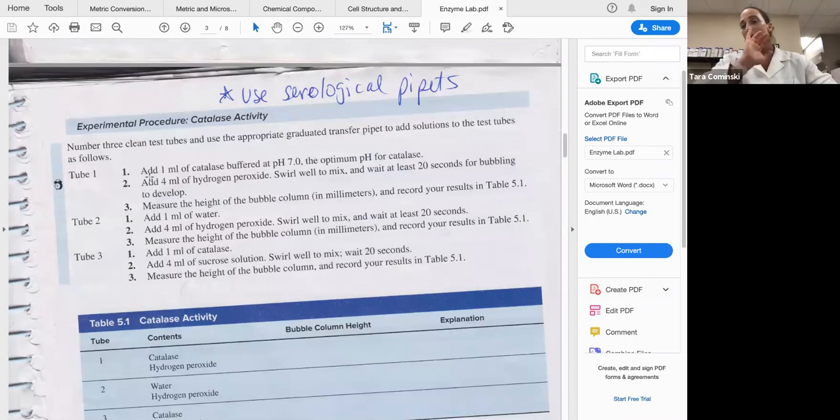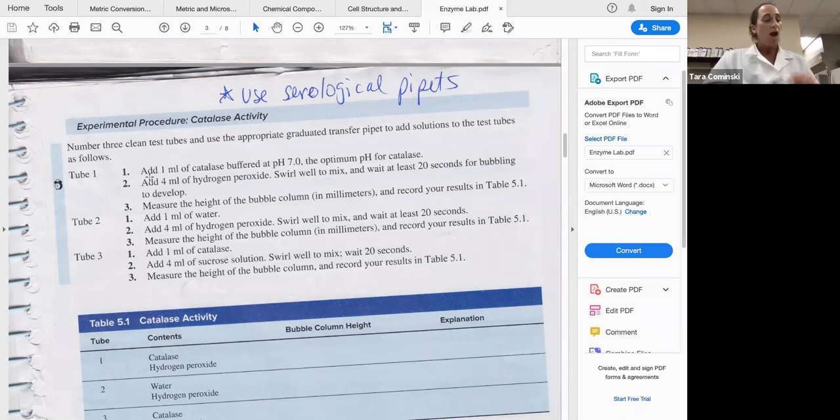So I'm going to stop this share so that you guys can just see the full camera. So you should be following along in that Enzyme Lab PDF, and writing down the results as I go through them. This is the same way we did it for the chemical composition lab. Okay, so we're starting on page 59, right here, this experimental procedure, catalase activity.